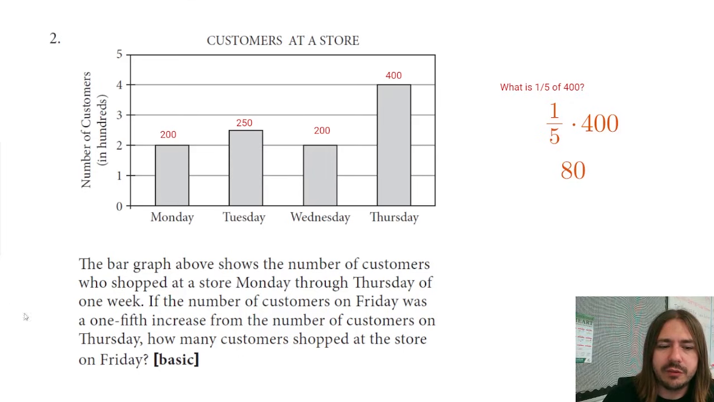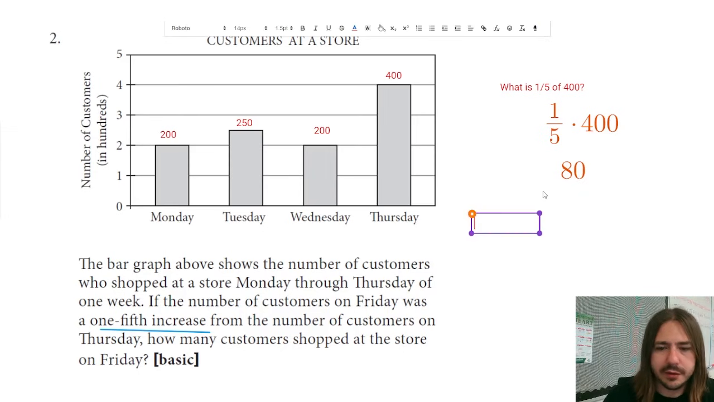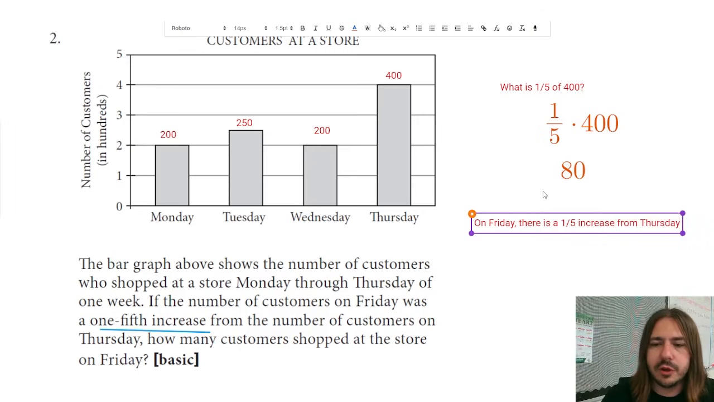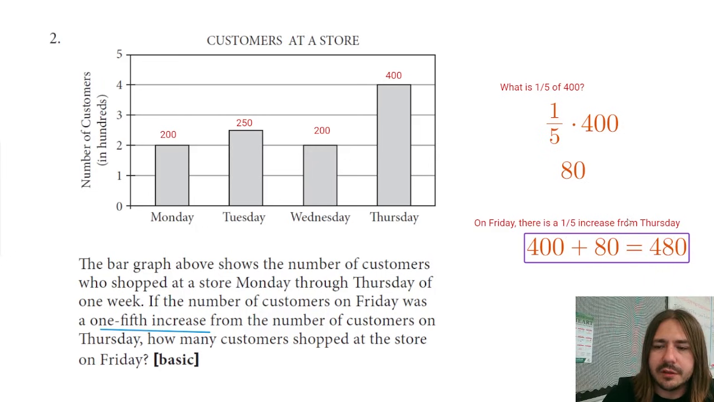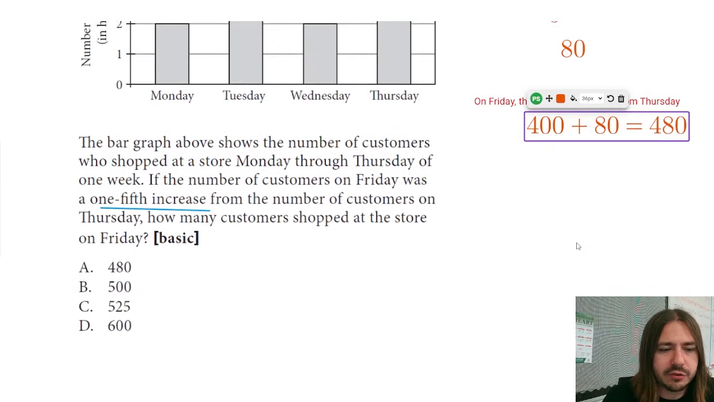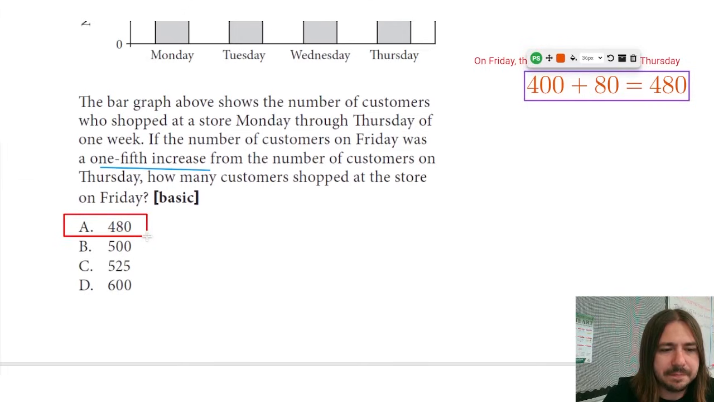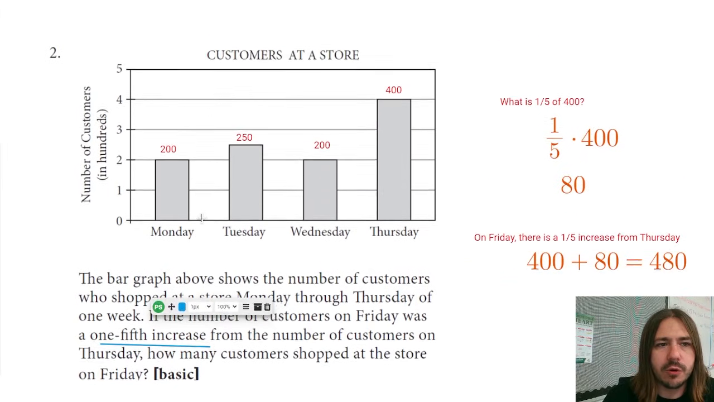Since we have a 1/5 increase, we're going to add the 400 on Thursday to the increase, 80. So on Friday, there is a 1/5 increase from Thursday. To interpret that, we started with 400, and then we add the 1/5 increase, which is 80, and that gives us 480 customers. So that's our answer. Let's make sure that's one of the answer choices. We do see it here. It's letter A. So that is it for number 2.